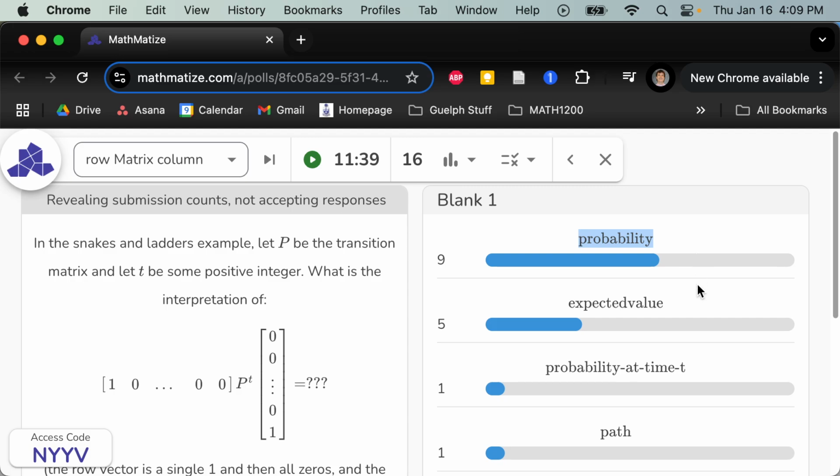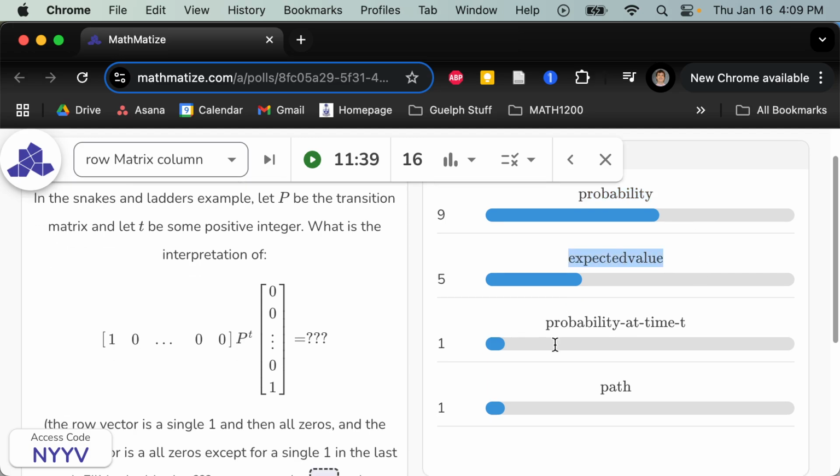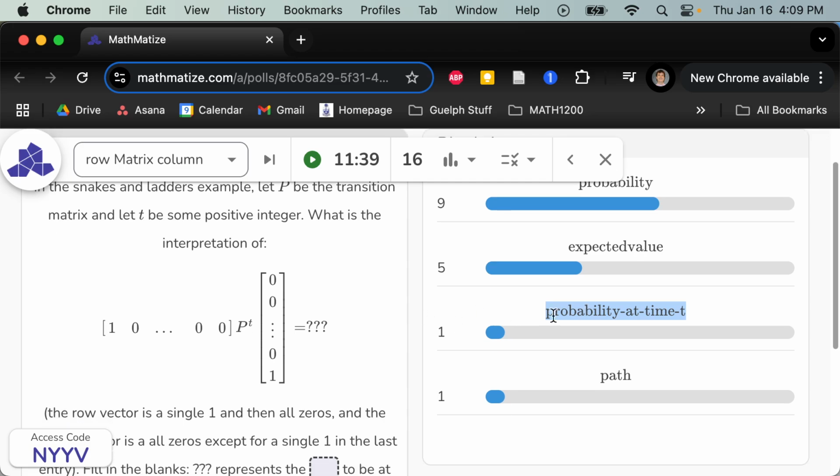Some people said probability. Some people said expected value. Some people said probability at time t, which is like an extra specific version of probability. Probability is absolutely correct. So if you said probability, you're correct. Expected value can also be correct if you put the right function. So it turns out all probabilities are expected values, but not vice versa. We're going to see how you can make the expected value thing correct in a second. So you might also have it right. And I will say probability at time t is even more correct than just probability.